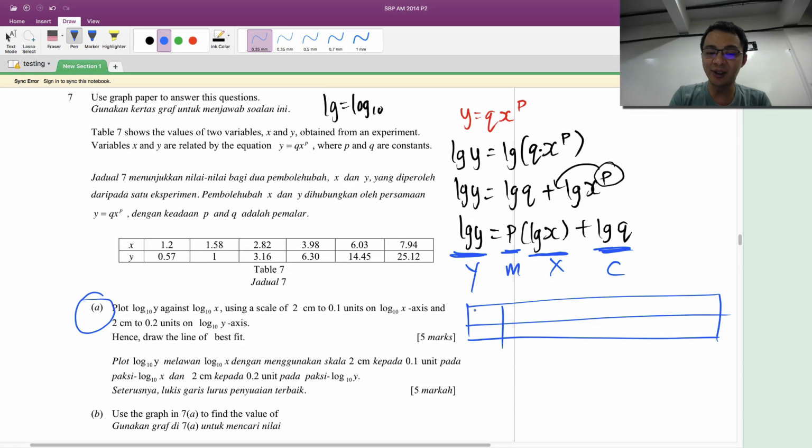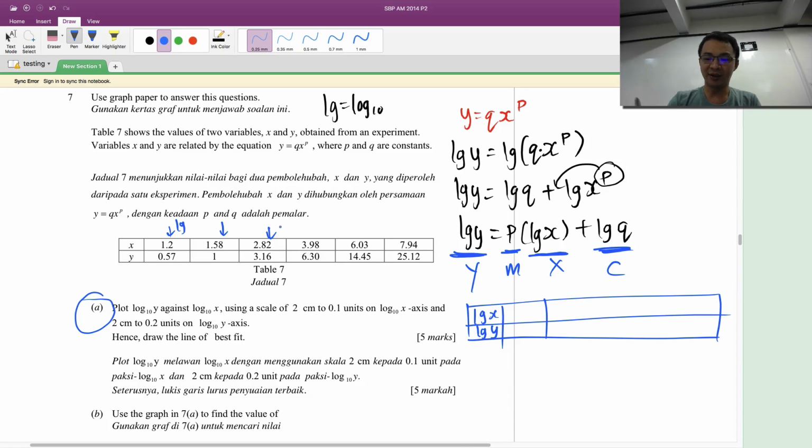And then a table here, maybe you do log, I mean you do log x. And this one you do log y. So how to do log x? Basically, you just log your value here. And then you just log all the values here. So you just log 1.2.